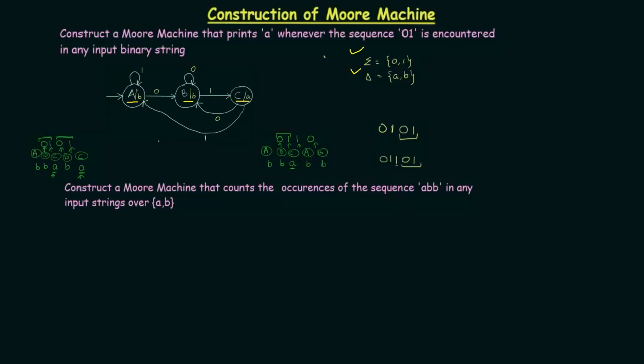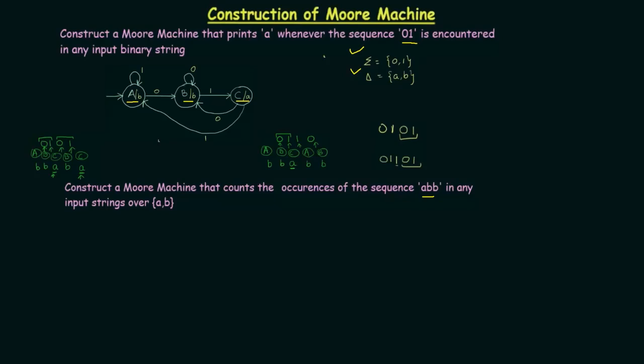Construct a Moore machine that counts the occurrence of sequence ABB in input string over A comma B. So here also the example is going to be similar to the previous one, but here it is going to be accepted whenever the sequence ABB is occurring. Okay, so it can be BABB, it can be ABABB. Okay, so in the previous example, when we had 0 and 1, we took 3 steps. Now we have ABB, it is as simple as that. We are going to take 4 steps.